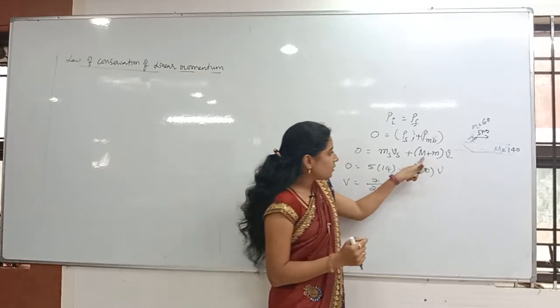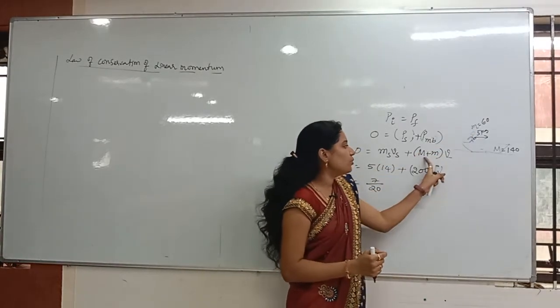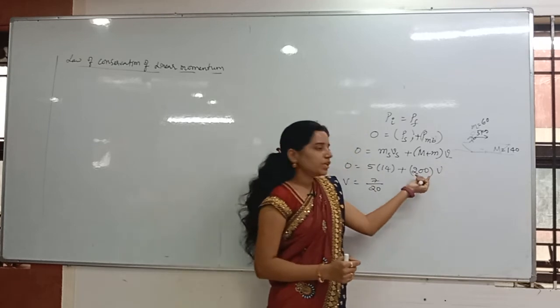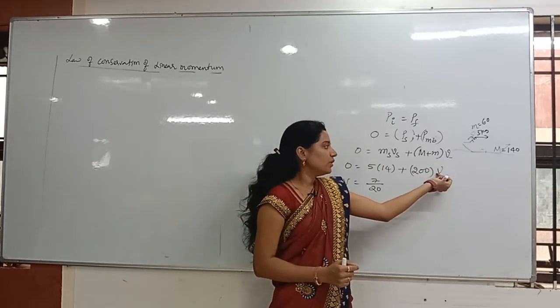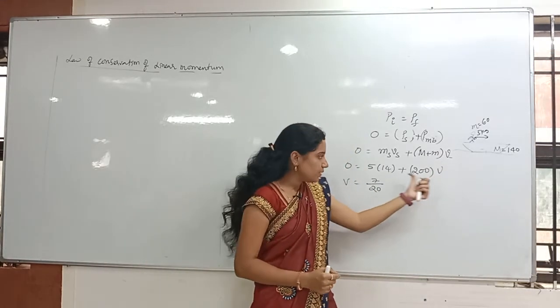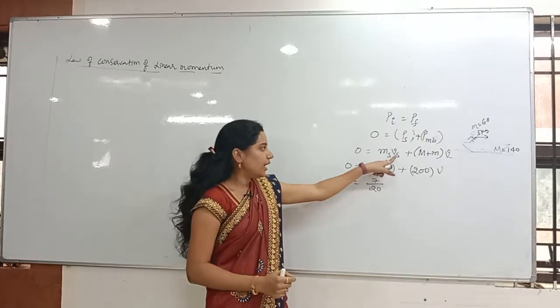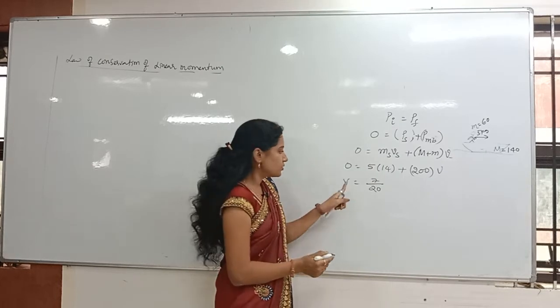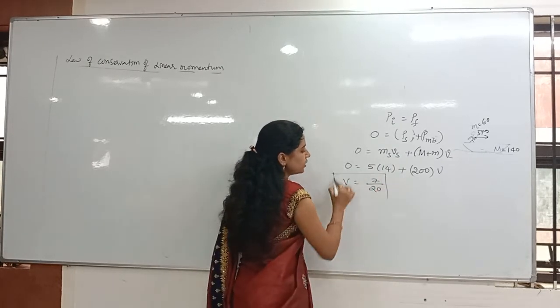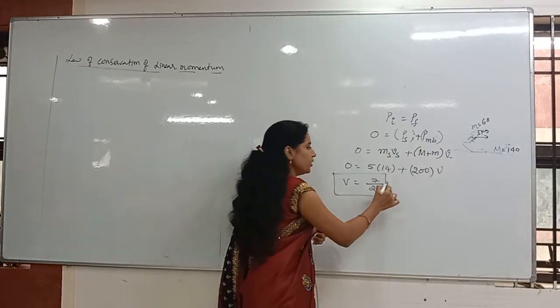So the man's mass is 60 and the boat mass is 140. So totally together is how much? 200, into the velocity of the boat plus man, plus the mass of the stone, how much have they given? 5, and the velocity is how much? 14. So the total velocity that you got here is how much? 7 by 20 meters per second.